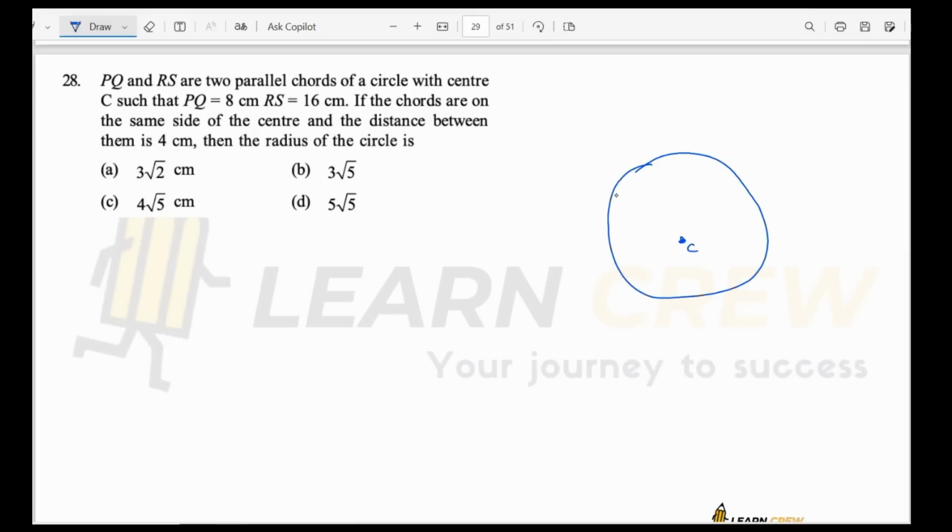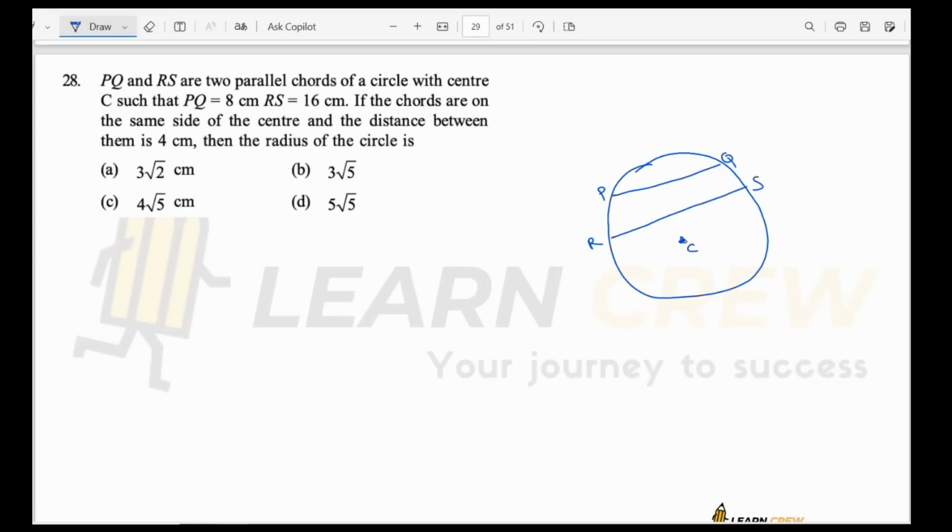So this is PQ, this is RS. Okay. This is PQ. This is RS. Okay. These two are chords.